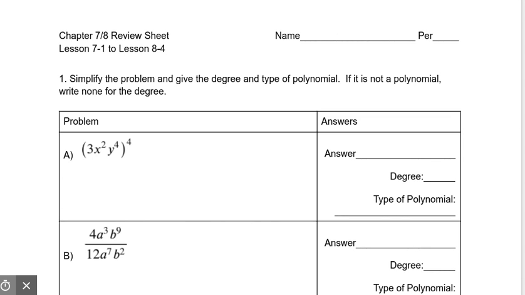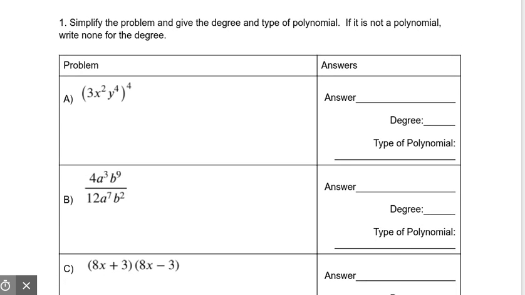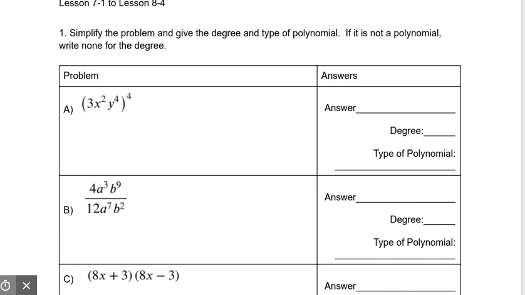All right, this is number one on our review sheet. I'm going to go ahead and take you through these problems. This first one, number one, okay, this is the power property. Notice that there is a monomial inside the parenthesis, and it is raised to the power of 4.